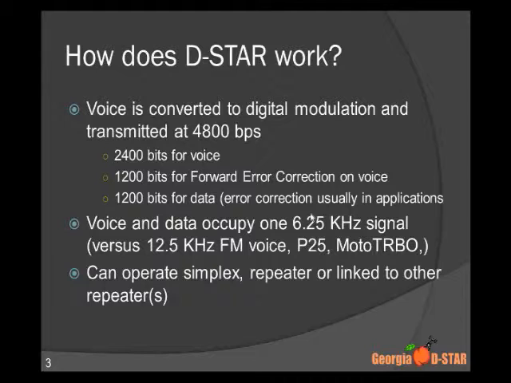Now that doesn't mean that you can put 2 repeater channels in the same space that you would normally be putting 1 repeater channel, but that does give you twice the number that could occupy a larger area. So with the spectral efficiency, it allows you to put more repeaters over an area with a 6.25 kilohertz signal. D-Star can operate in either simplex, repeater, or linked mode to other repeaters.